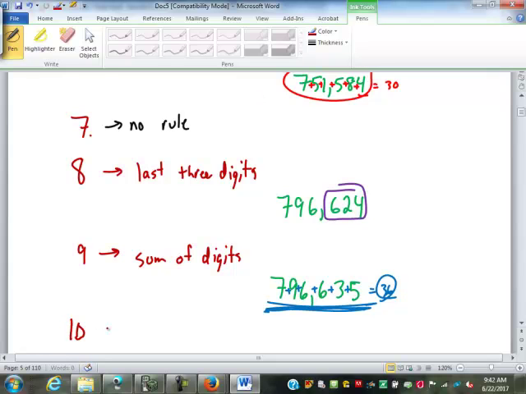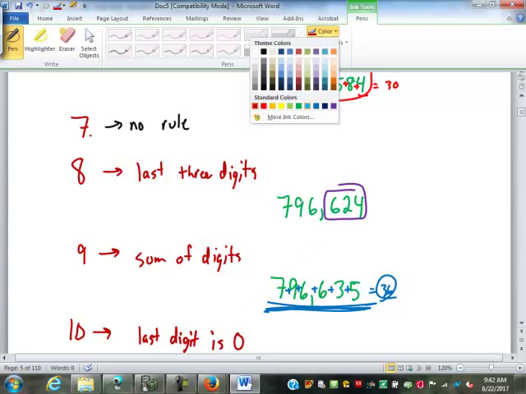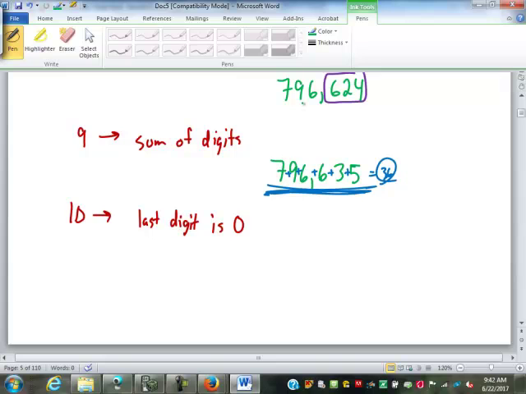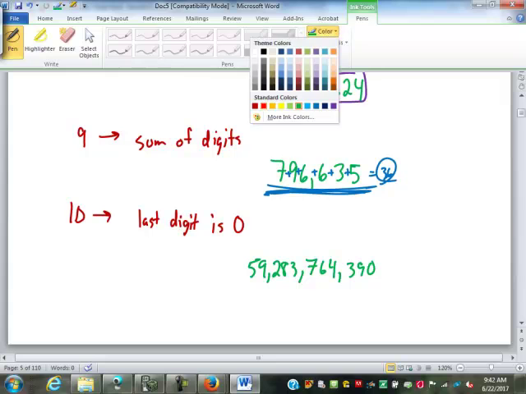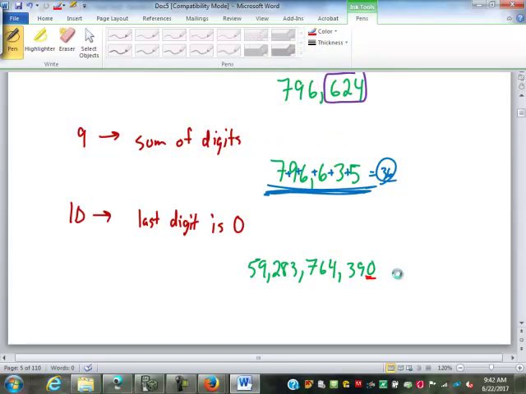How about 10? Yeah, the last digit is 0. So it's really easy to tell something's divisible by 10. We could have 59,283,764,390. All that we care about is the 0. That is divisible by 10.